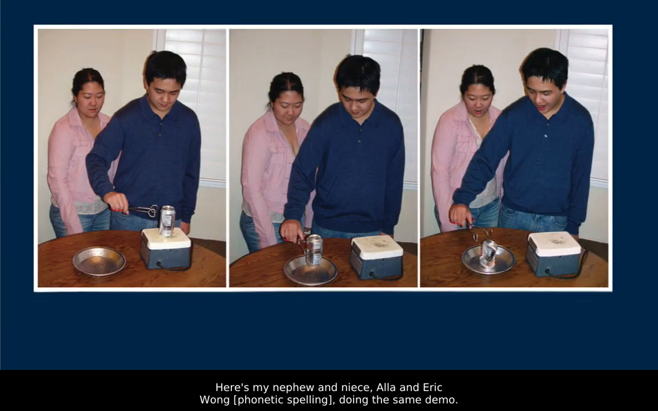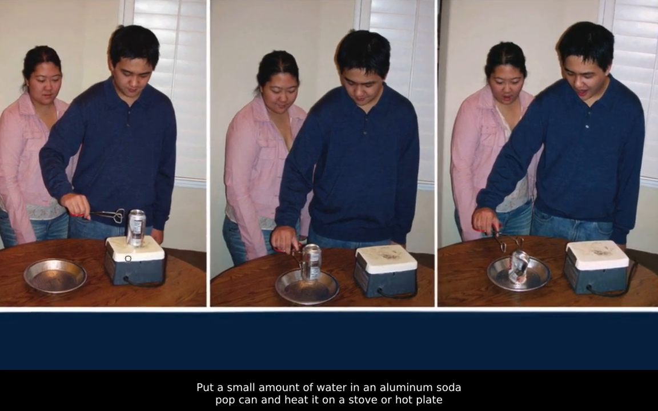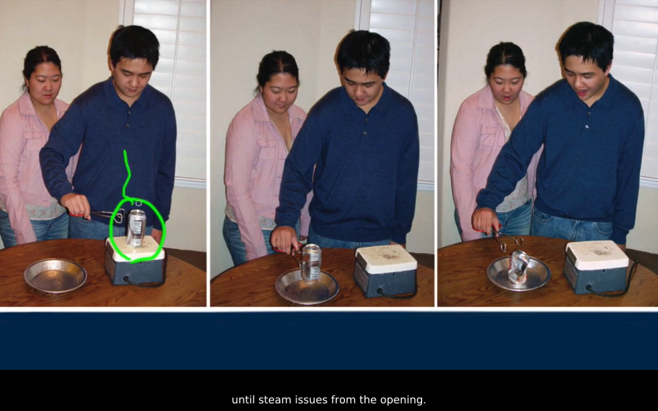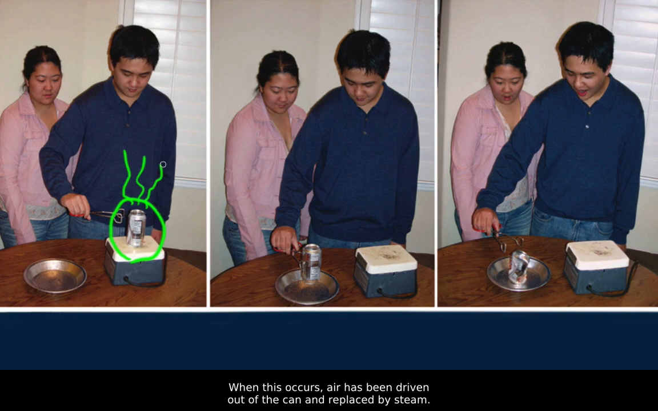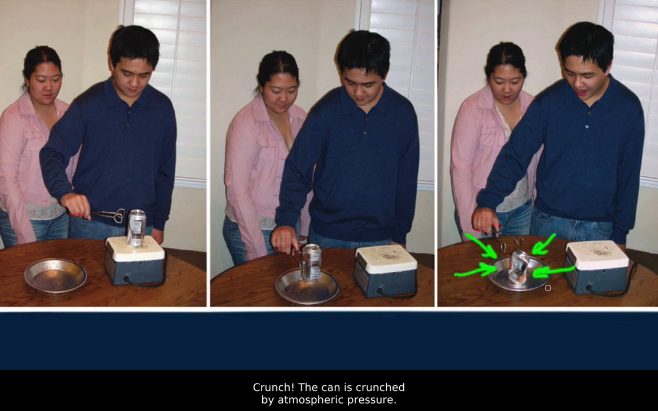Here's my nephew and niece, Alla and Eric Wong, doing the same demo. You can do this yourself. I've got to say, it's most impressive. Put a small amount of water in an aluminum soda pop can and heat it on a stove or hot plate until steam issues from the opening. When this occurs, air has been driven out of the can and replaced by steam. Then, with a pair of tongs, do as Eric does and quickly invert the can into a pan of water. Niece Alla looks on. Crunch! The can is crunched by atmospheric pressure.